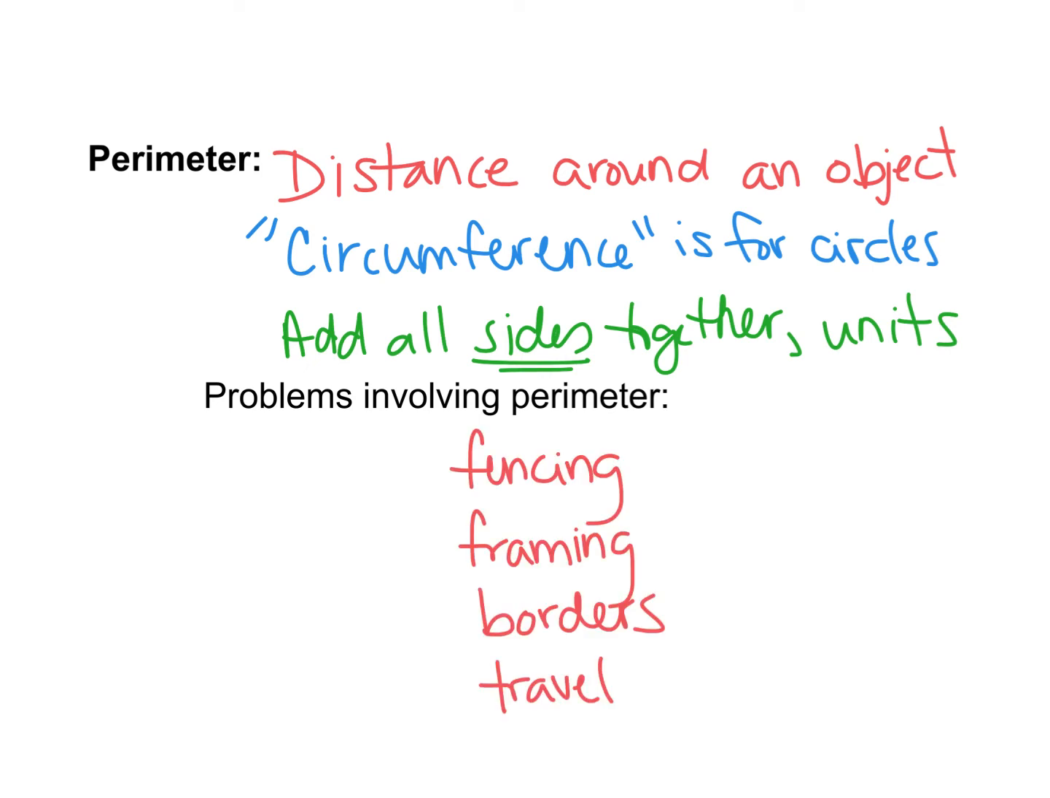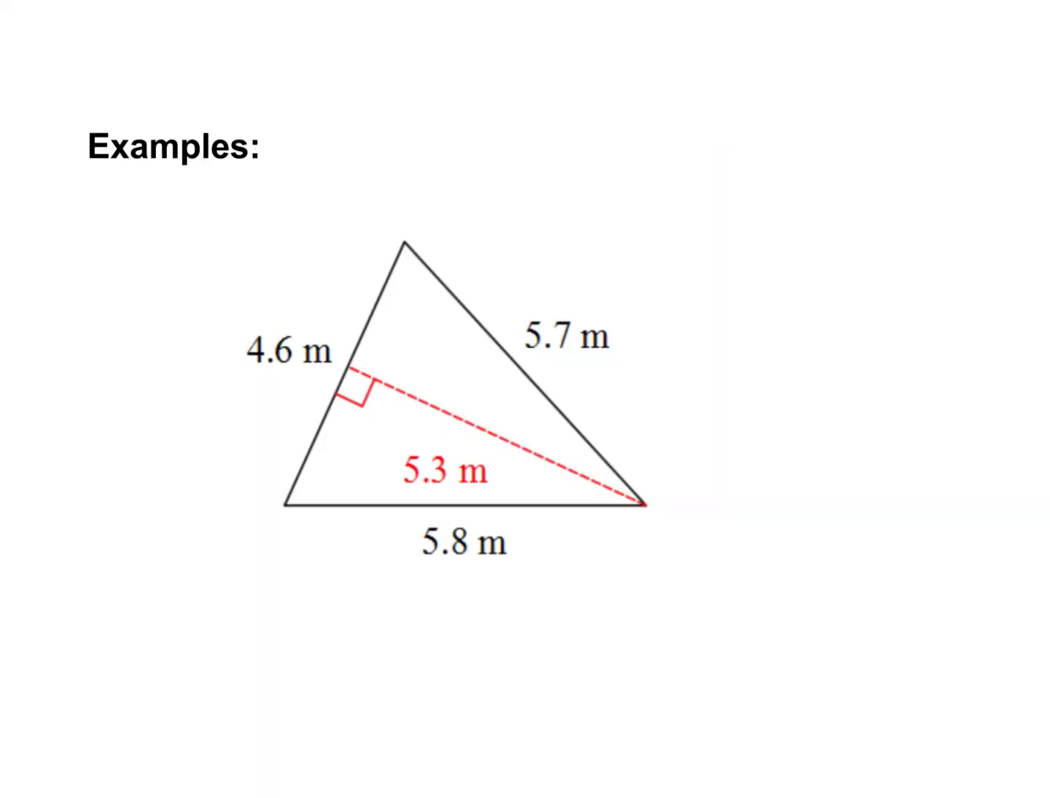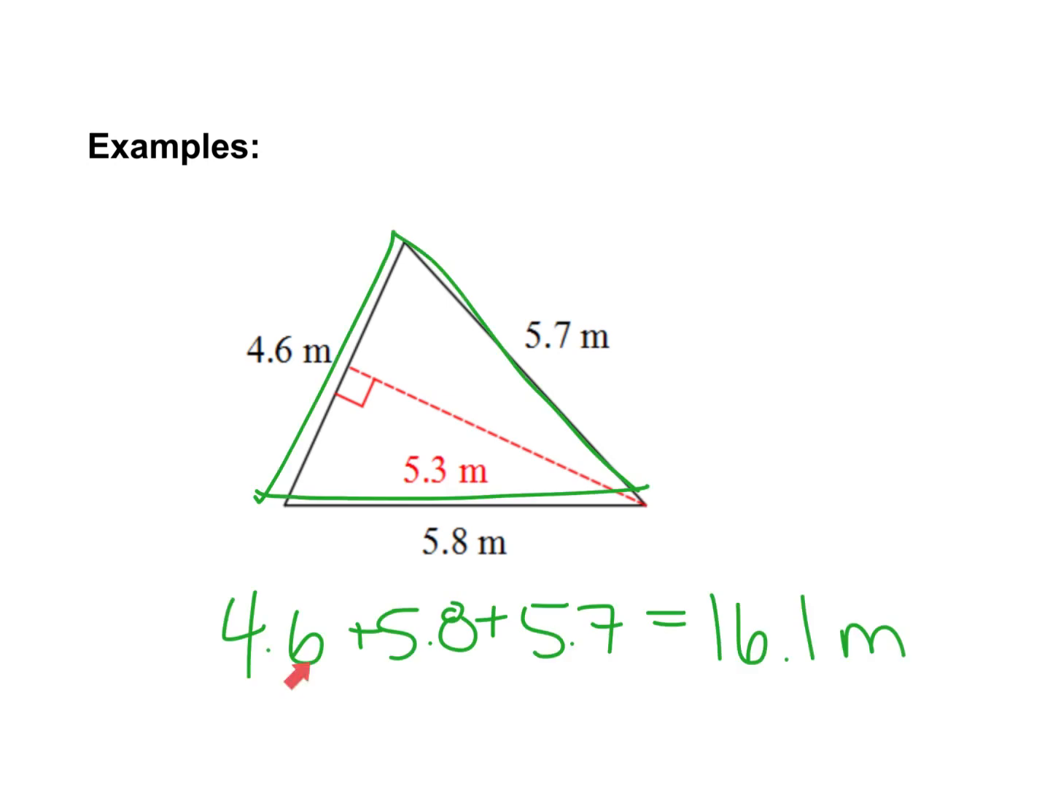Examples of real life problems involving perimeter would be things like fencing, framing pictures, borders around a garden or something, and then traveling distance. So with these examples, we just need to worry about the outside edges, and this information in red here will not be used. So just adding the 3 sides together for this triangle, the perimeter of this triangle is 16.1 meters.